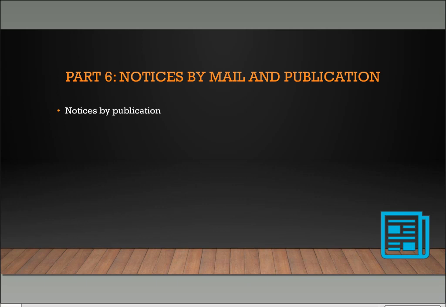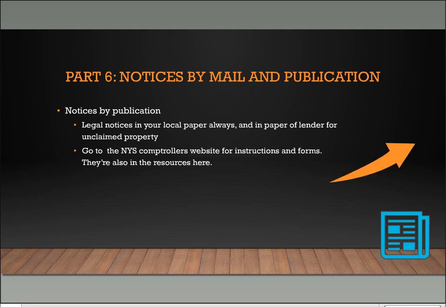All right, so notices by publication. This part of the law asks you to put legal notices in the paper, and it's sort of the county paper of record. So that's you, the museum's paper of record, and then also the paper of record for the lender for unclaimed property if the lender lives in a different county than your museum is located. And we'll go through this in an example.